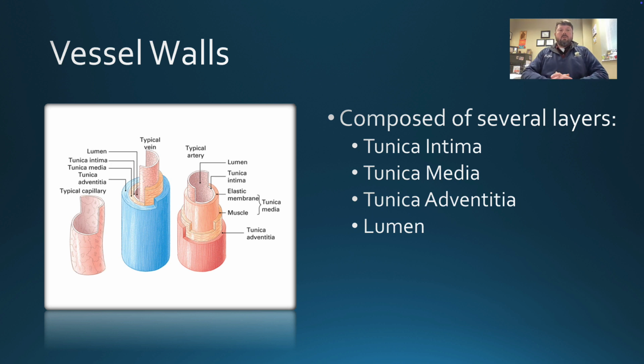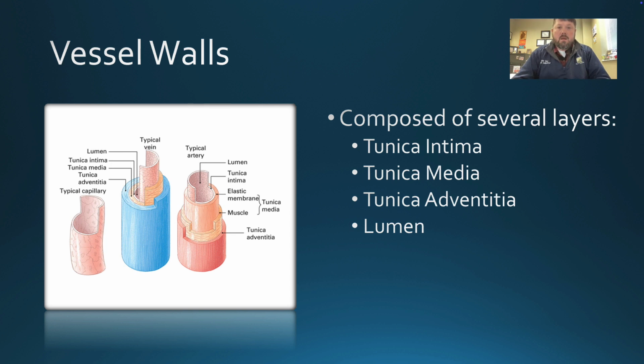So you also need to discuss vessel walls, because this is going to be important in a few weeks when we start talking about aneurysms. The vessel walls are composed of several layers. You've got the tunica intima, the tunica media, and the tunica adventitia, and then the lumen, which is the hole of the vessel.